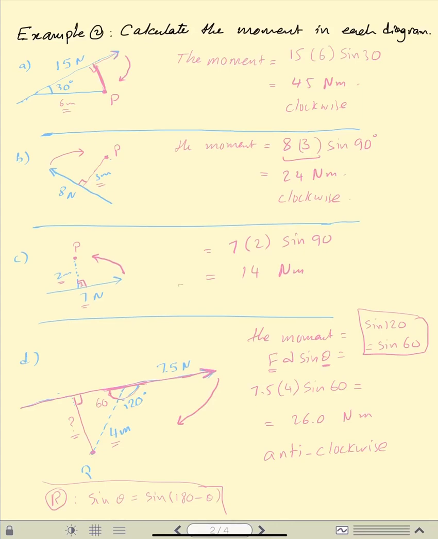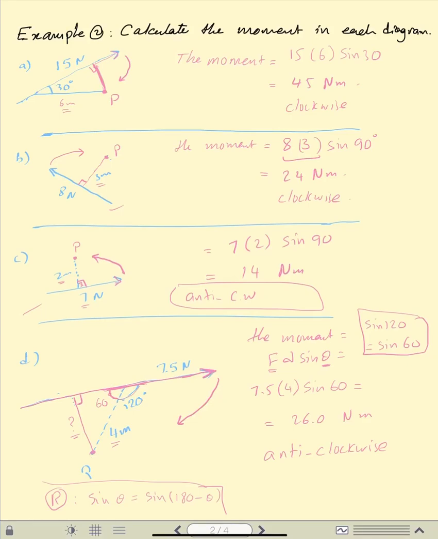And the same for part C. I didn't mention the direction here, because I put part C to differentiate in the direction, because this and this are the same angle. But what's the difference? This is the 7 here, and this is the point. So the direction is anti-clockwise.